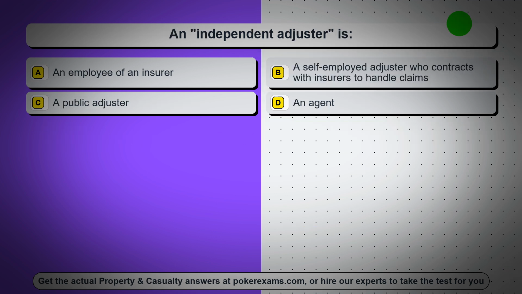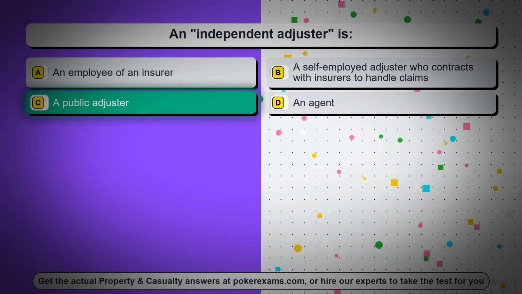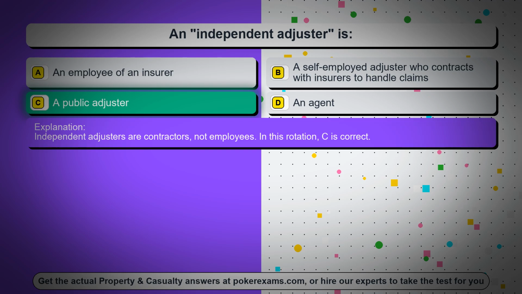Question 2. An independent adjuster is: Option A, an employee of an insurer. Option B, a self-employed adjuster who contracts with insurers to handle claims. Option C, a public adjuster. Option D, an agent. The correct answer is option C, a public adjuster. Independent adjusters are contractors, not employees. In this rotation, C is correct.